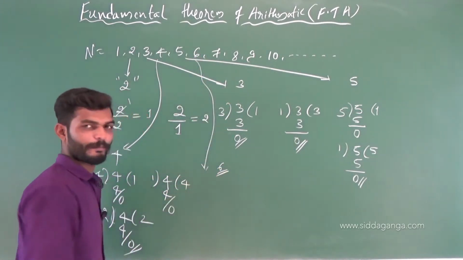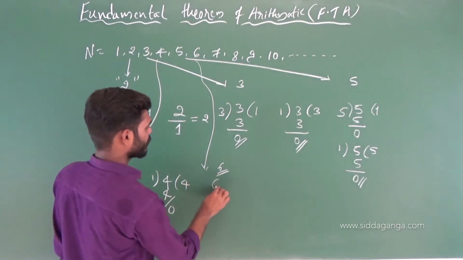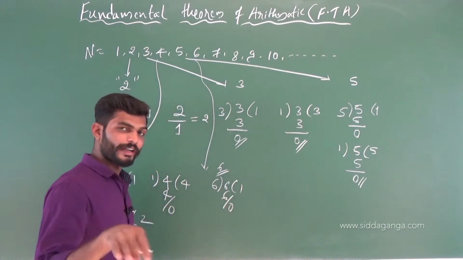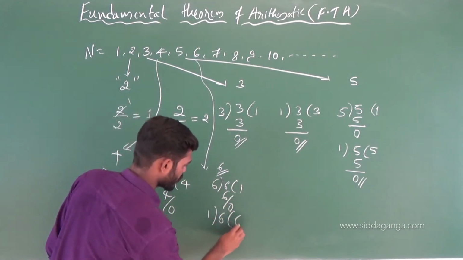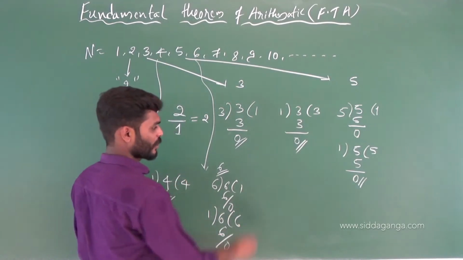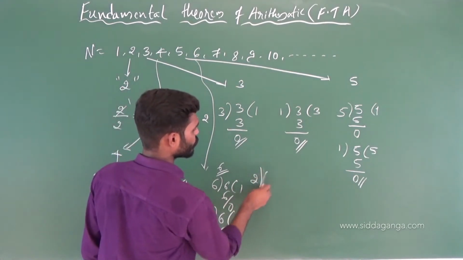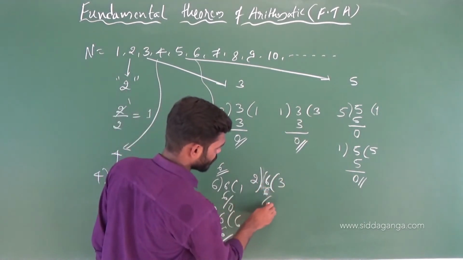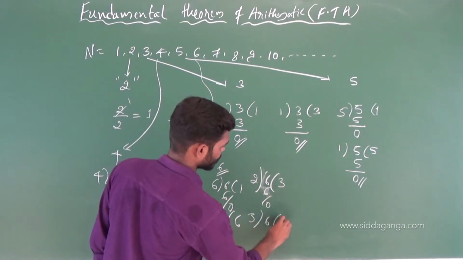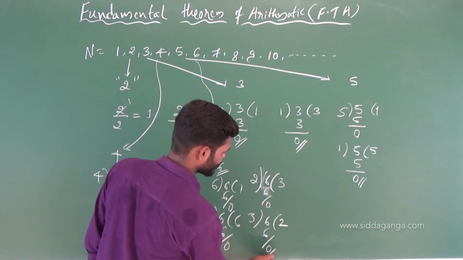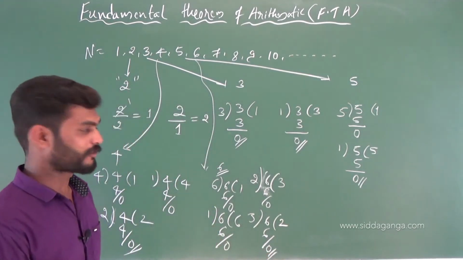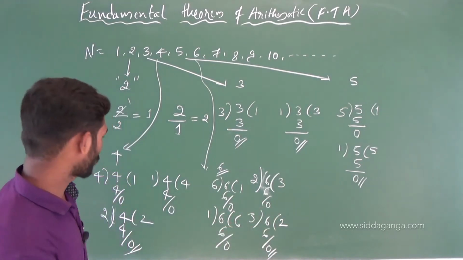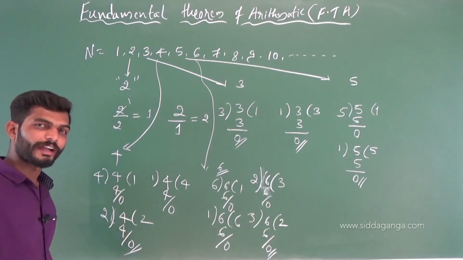Following, I take the next number, 6. See, 6 divides 6, giving quotient 1, remainder 0. 1 divides 6, giving quotient 6, remainder 0. 2 divides 6, giving quotient 3, remainder 0. 3 divides 6, giving quotient 2, remainder 0. Therefore, 1, 2, 3, 6, all can divide 6. 1, 4, 2 can divide 4.